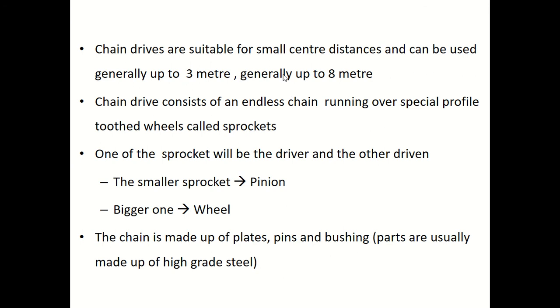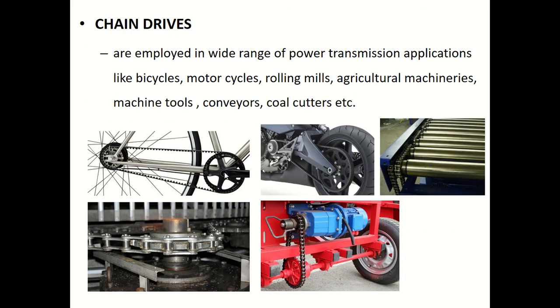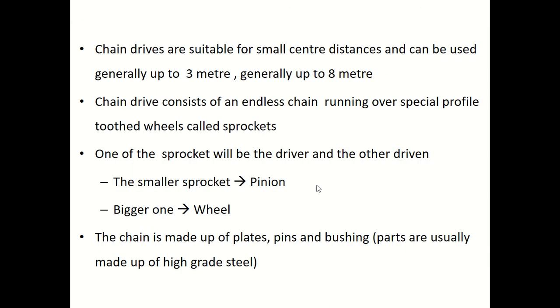So the chain drive consists of an endless chain running over special profile tooth wheels called sprockets. One of the sprockets will be the driver and the other will be the driven. If you look at this diagram, you can see 2 sprockets. The small sprocket is called the pinion and the bigger one is called the wheel. Remember these terminologies.